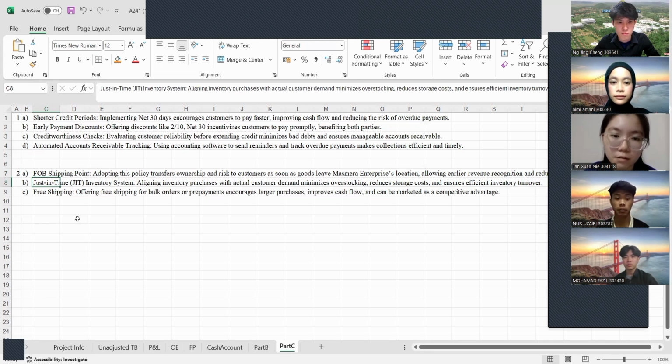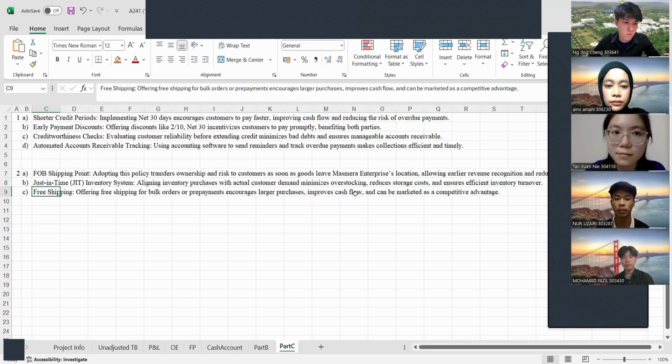That's a smart move, but inventory management is equally important. Implementing a just-in-time (JIT) inventory system will align purchases with actual demand, minimizing excess stock and reducing storage costs. At the same time, Marshmara Enterprise could offer free shipping for bulk orders or customers who pay upfront. This would encourage large purchases and improve cash flow while keeping inventory moving.